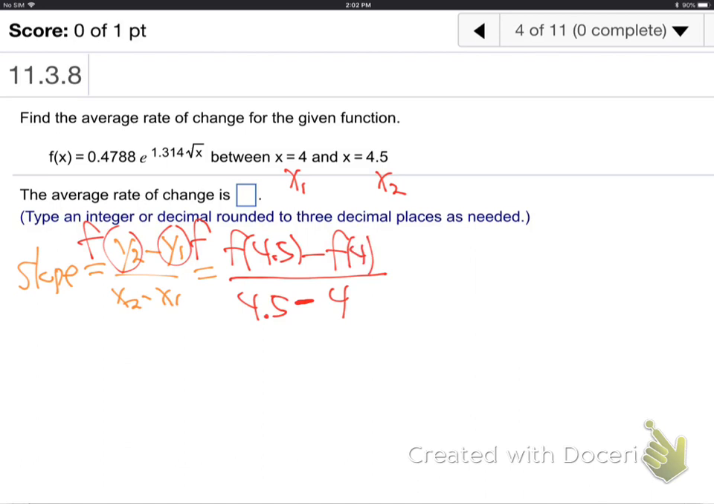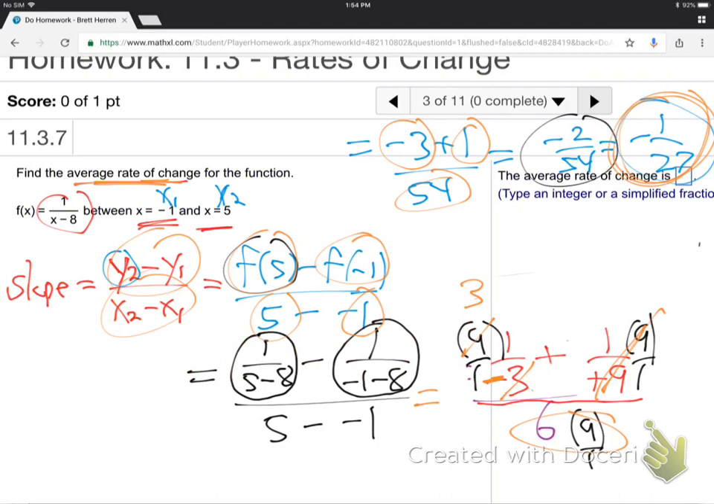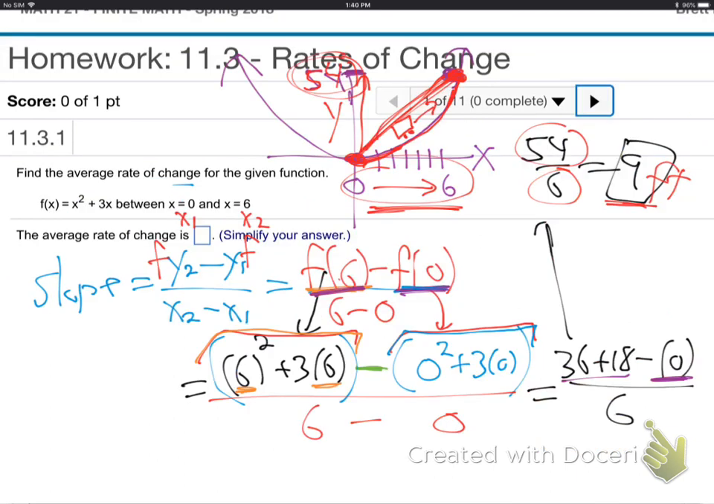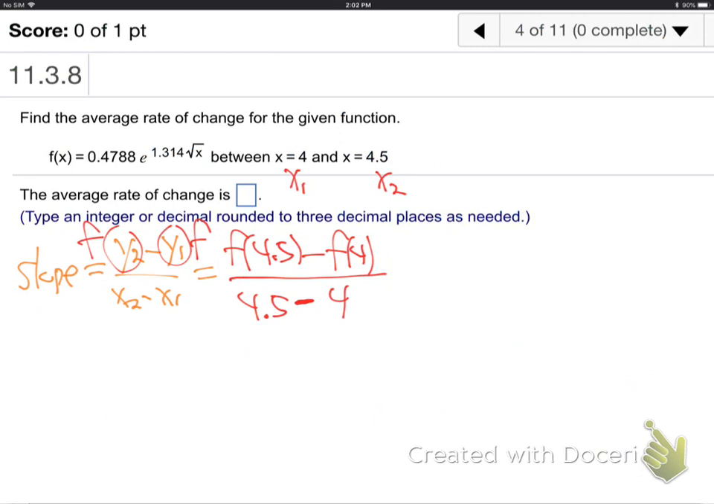Everybody see how that always is the same deal? Let's look back. Let's compare. See this one right here? It's the two x values on the bottom, and f of those guys right above them on the top, with minuses in the middle, top and bottom. Look back to the first one we did. Same thing here, right? X values on the bottom, f values on the top, minus signs in the middle. It's the same every time. That's y2 minus y1 over x2 minus x1. That's the slope formula.